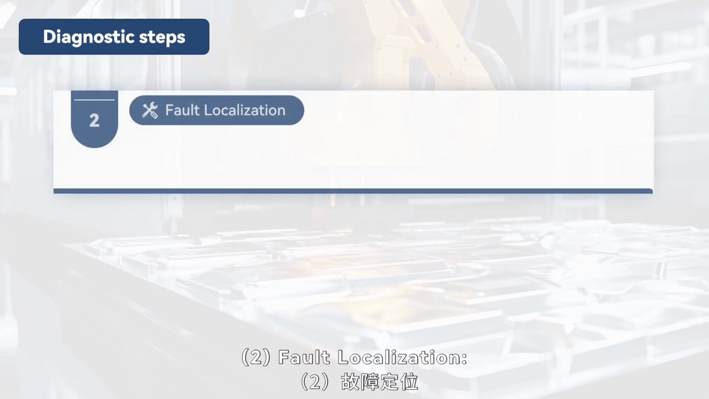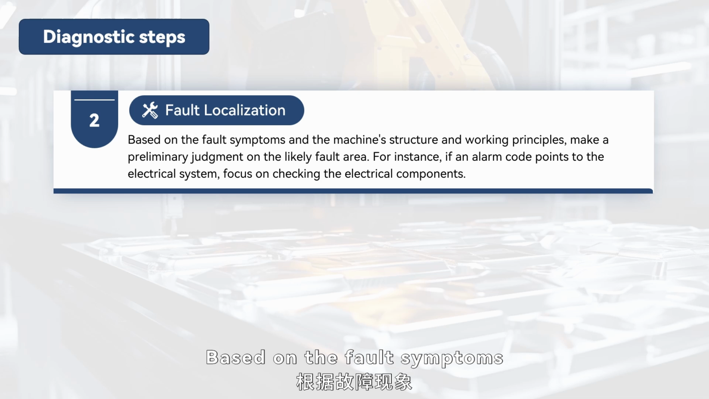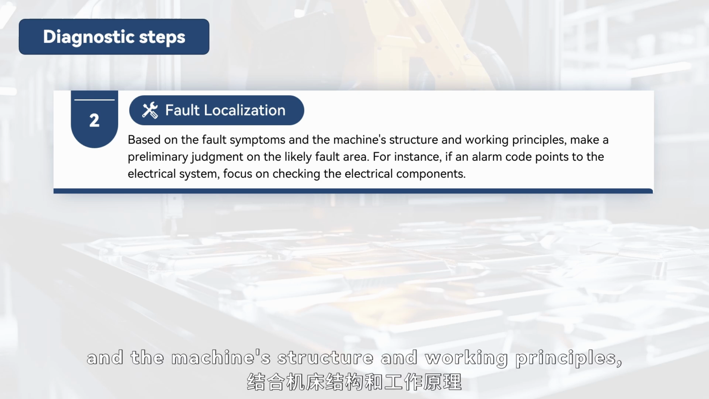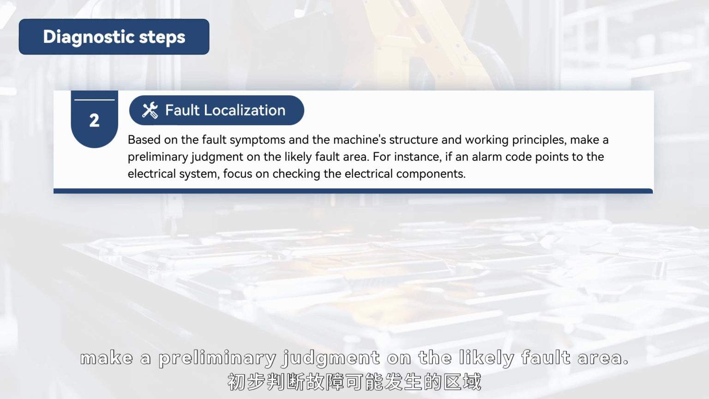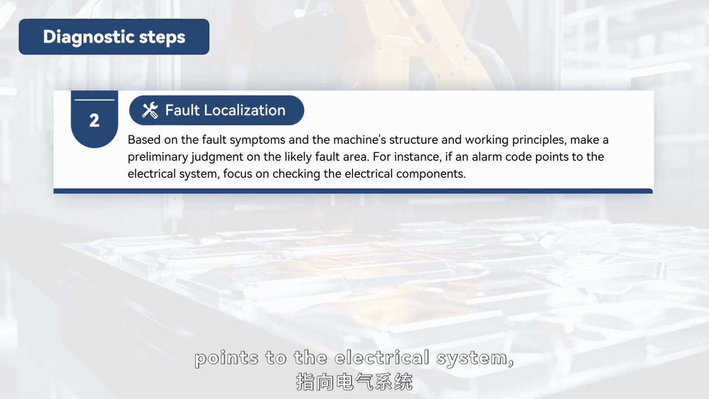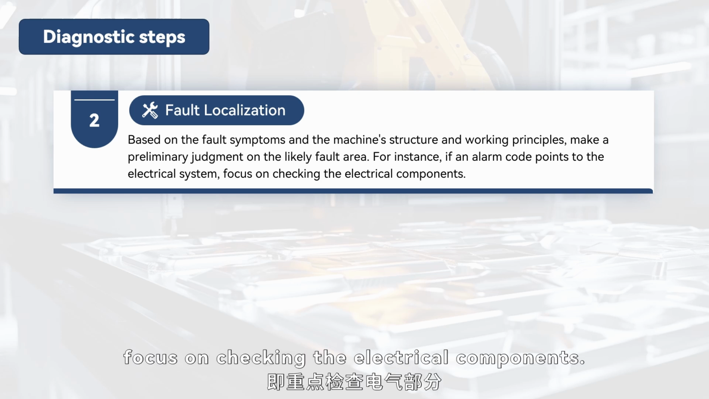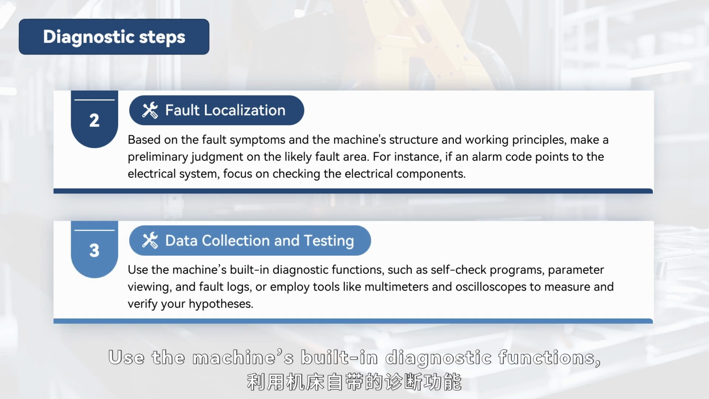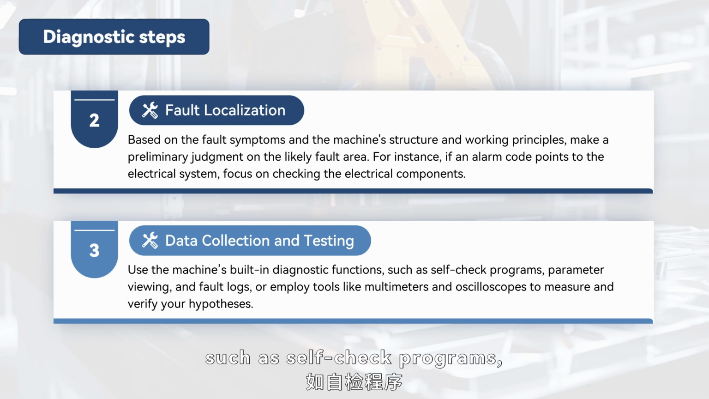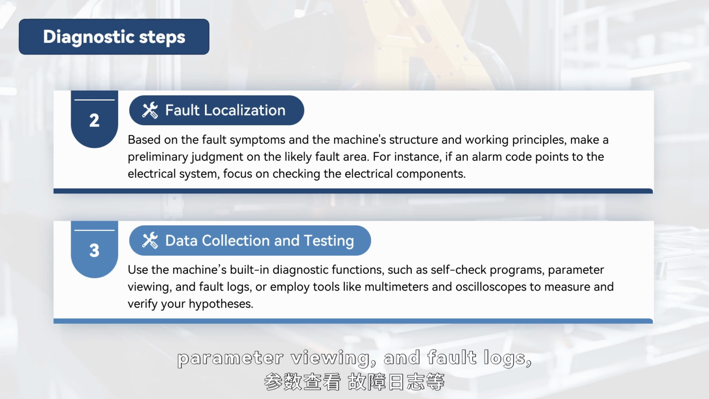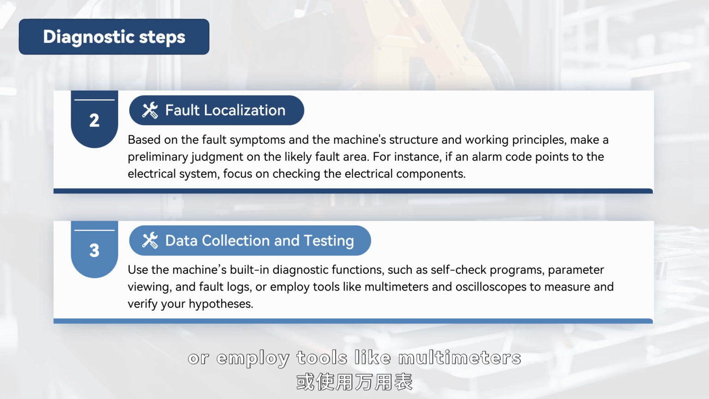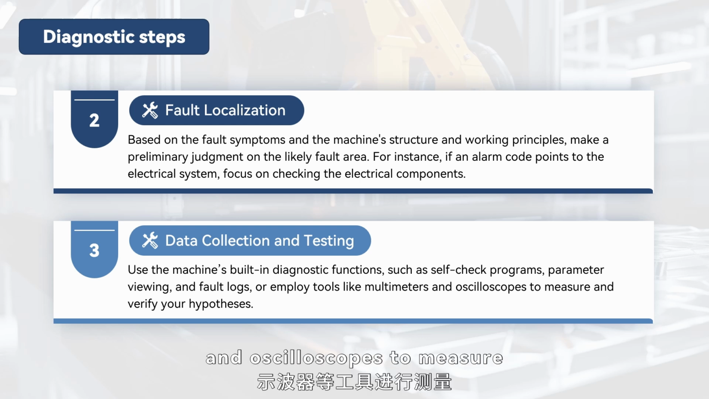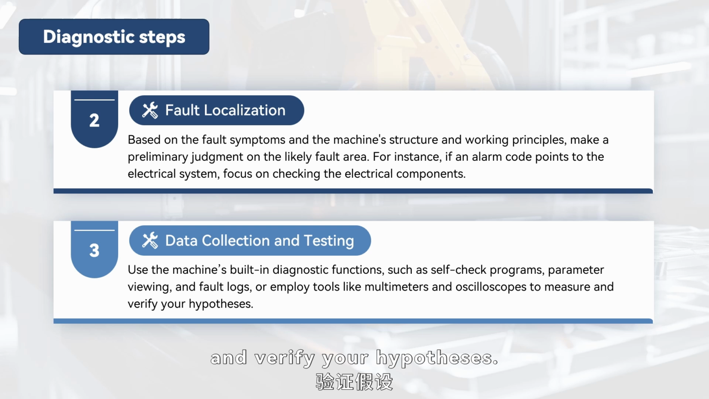2. Fault localization. Based on the fault symptoms and the machine's structure and working principles, make a preliminary judgment on the likely fault area. For instance, if an alarm code points to the electrical system, focus on checking the electrical components. 3. Data collection and testing. Use the machine's built-in diagnostic functions, such as self-check programs, parameter viewing, and fault logs, or employ tools like multimeters and oscilloscopes to measure and verify your hypotheses.